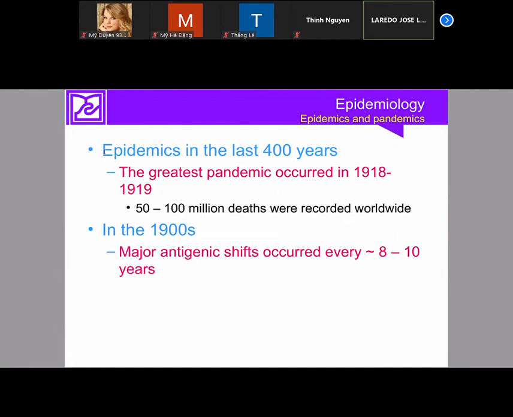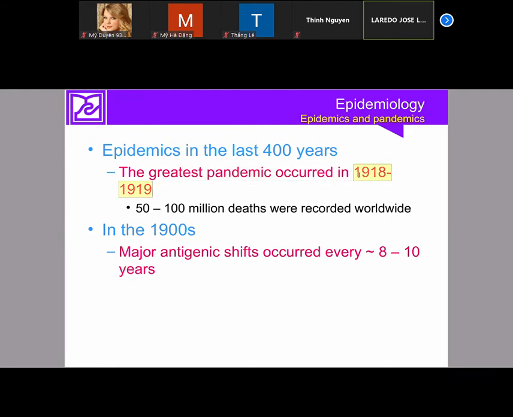Influenza appears in epidemics, and some of these epidemics become pandemics. You already know the meaning of pandemic. A pandemic is an epidemic that spreads to the whole world. The last one was 10 years ago, but the most severe, the most dramatic pandemic appeared 100 years ago.